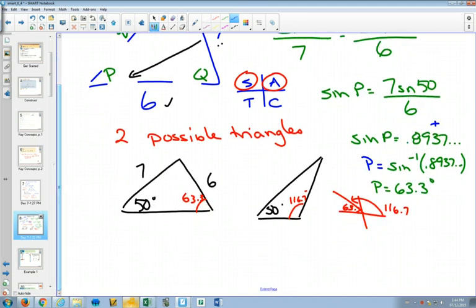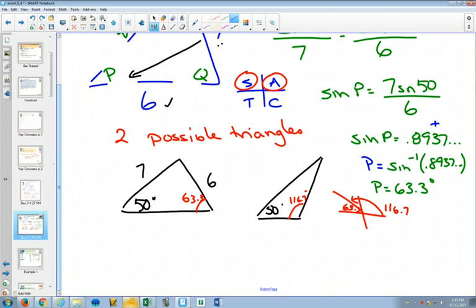There's two ways that people make sense that it has to be 116.7. The way that we just did was using the CAST rule and saying we've learned that sine is positive in quadrant 1 and quadrant 2. So that's why we get one answer that is the 63.3 and one answer that's 116.7.